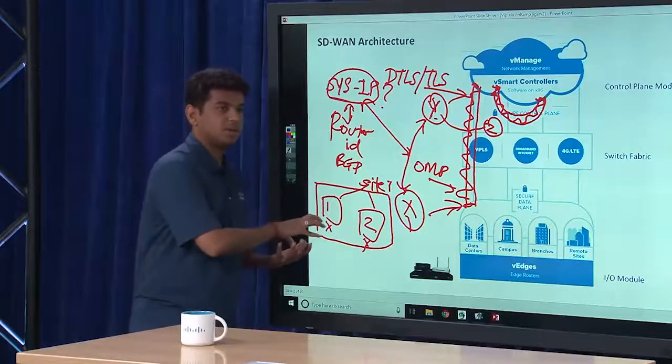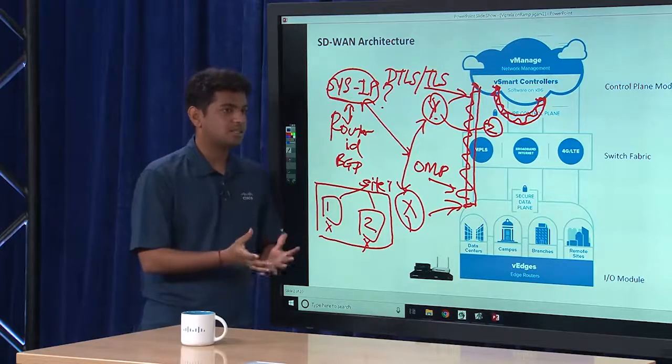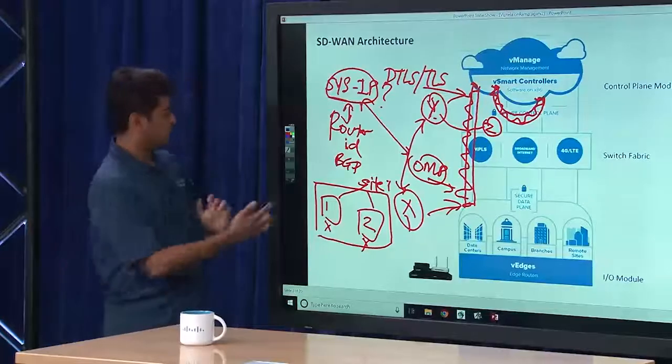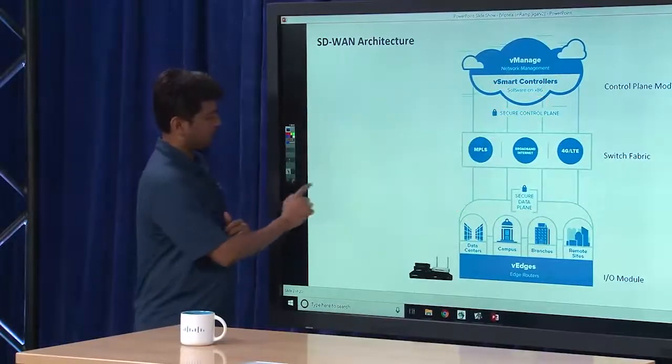So the routes will be advertised to the vSmarts based on a site ID, correct? The routes would be advertised based on a system IP, not a site ID per se. So Zain, does that answer your question? Thank you. Okay, sure. So moving on.